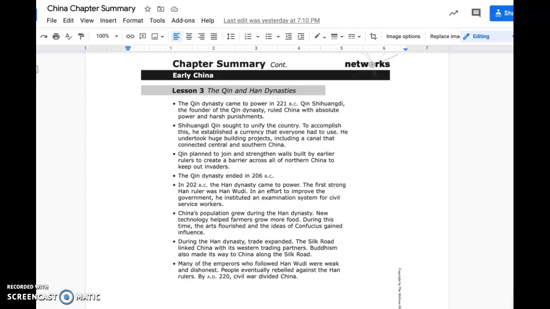Many of the emperors who followed Han Wudi were weak and dishonest. People eventually rebelled against the Han rulers. By AD 220, civil war divided China.